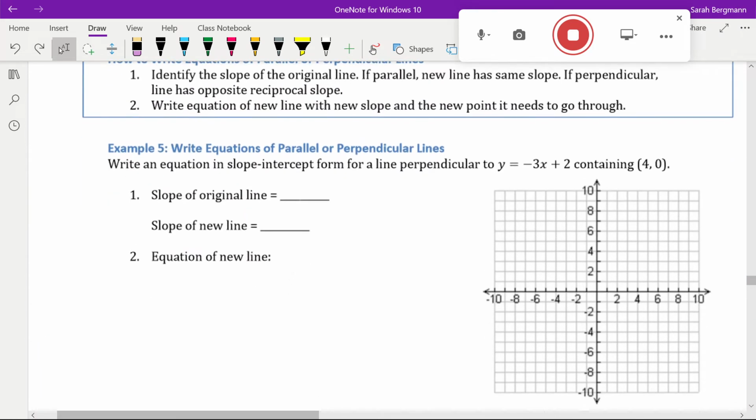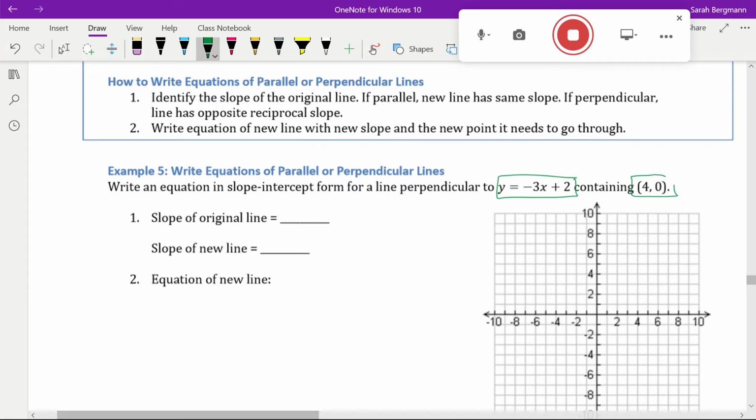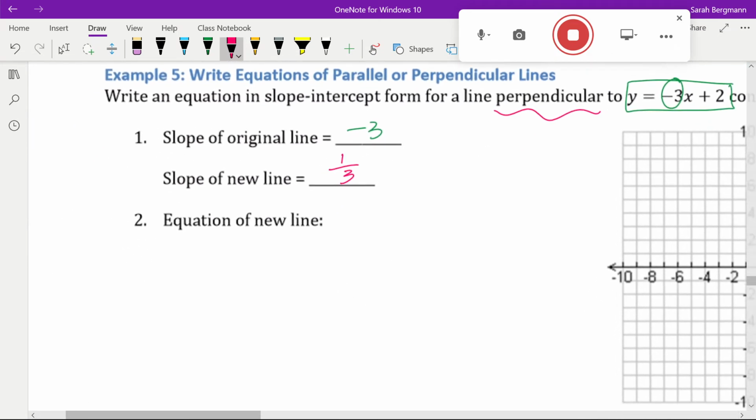So write an equation in slope-intercept form for a line perpendicular to this line, y equals -3x plus 2, containing this point (4, 0). So, to start, the slope of the original line is -3. -3 is in place of m in slope-intercept form. This means that since I'm looking for a perpendicular line, the slope of the perpendicular line must be 1/3. It has to be positive since it's the opposite of -3.